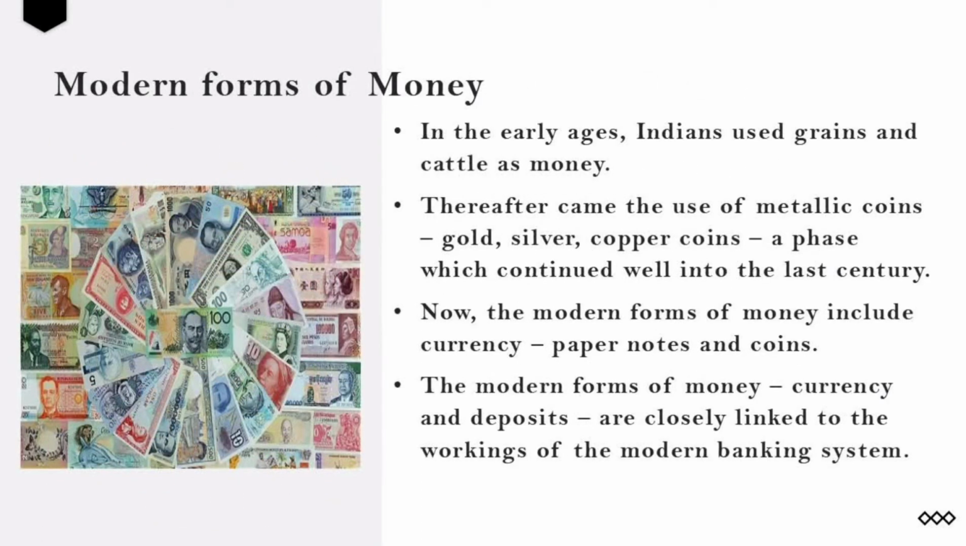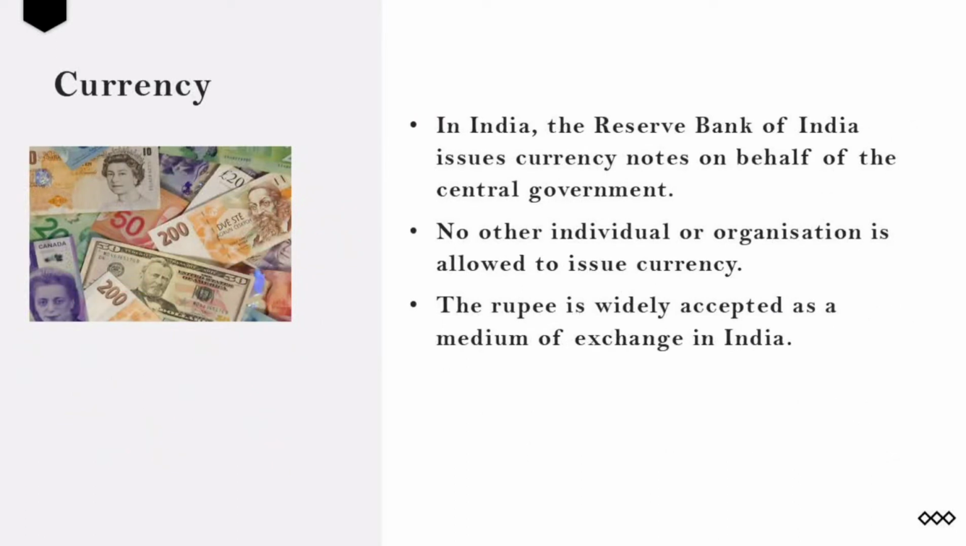Next is modern forms of money. In the early ages, Indians used grains and cattle as money. Thereafter came the use of metallic coins like gold, silver and copper coins. Now also we are using them sometimes. The modern forms of money include currency, paper notes and coins. Deposits, and non-cash forms like checks, are also used as a medium of exchange. Now currency. In India, the Reserve Bank of India issues currency notes on behalf of the central government. No other individual or organization is allowed to issue currency. The rupee is widely accepted as a medium of exchange in India.